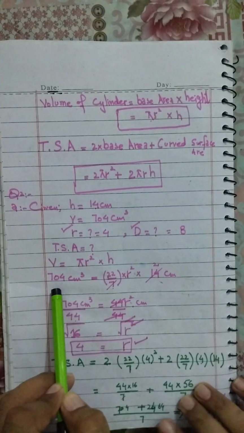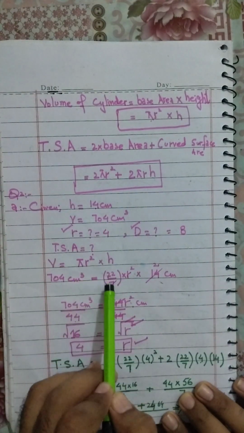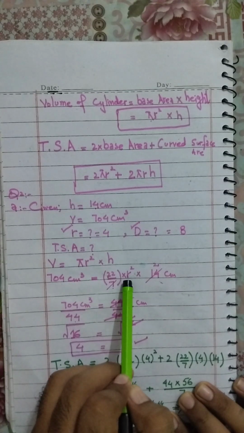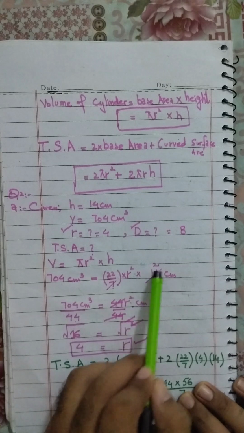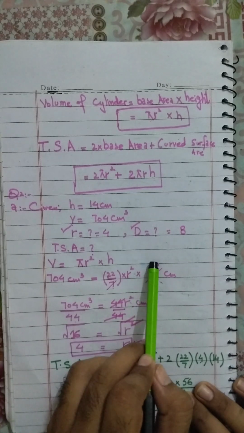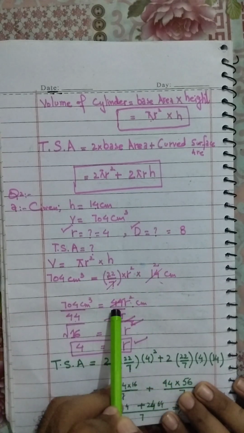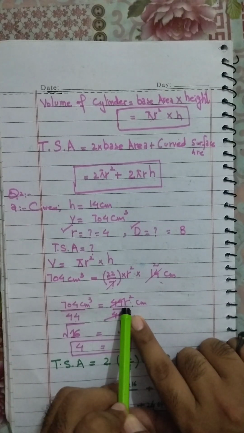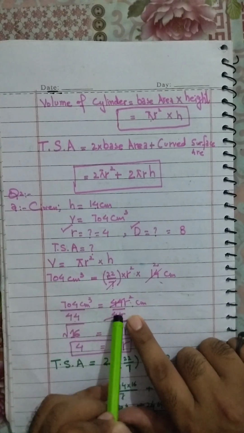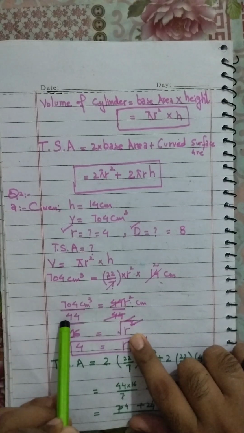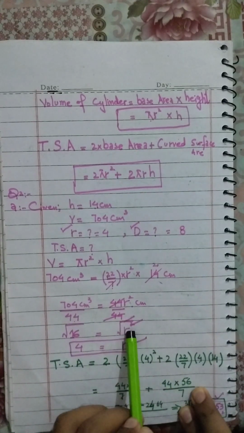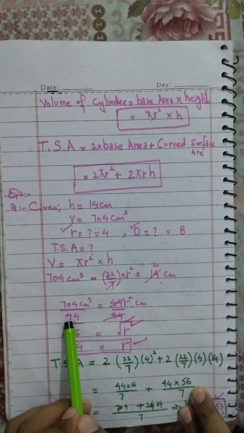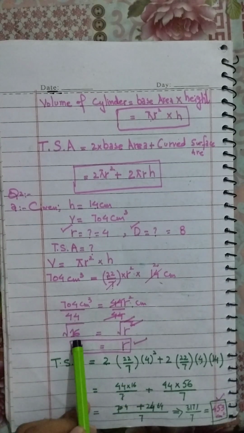We just write its value here. Pi is 22 by 7 and the r square comes as it is. Height is given to us, which is 14. 7 cancels by the 14, and 2 22s become 44. 44 r square equals this. So divide by 44 on both sides. This 44 cancels, it becomes r square only, and when it is divided by 44, it becomes 16.